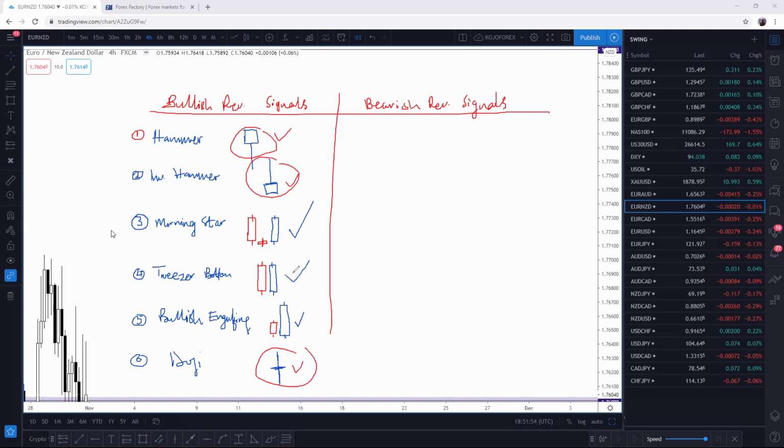But for these, sometimes when they stand alone, I can take a trade on them because they are very strong reversal signals as individual ones. Remember, this is a 3 candlestick formation, this is a 2 candlestick formation, and this one is a single candlestick formation.